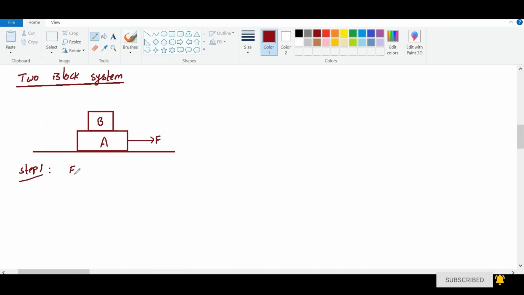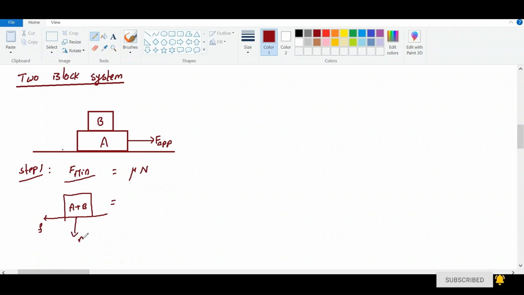So what is the minimum force required? The minimum force required is the applied force needed to start moving this block. Let mu be the friction coefficient of A. Now consider the whole system as one block. Now the mass is A plus B, and the friction will be, so F minimum required is F equal to mu N.